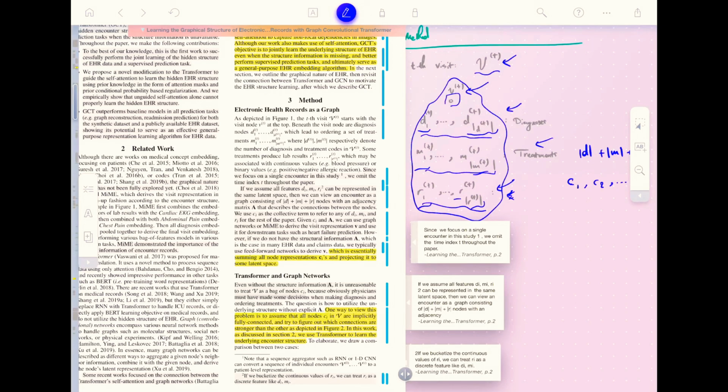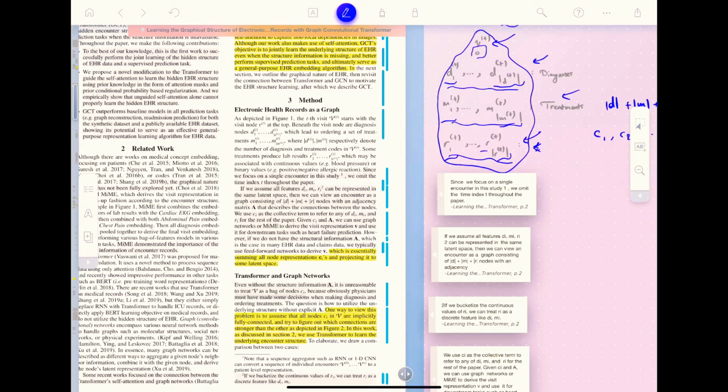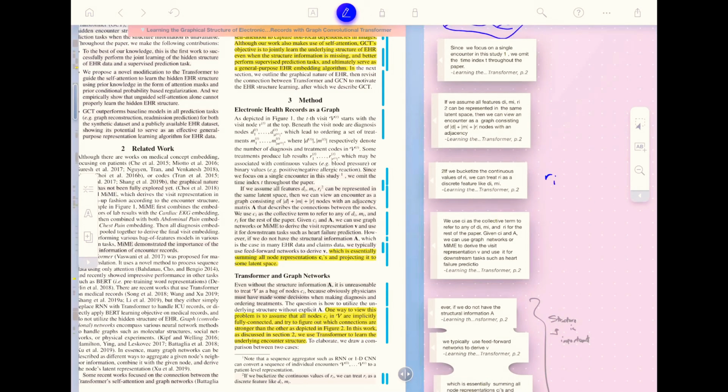Since they focus on a single encounter, we omit the time index, so they consider each visit separately. They have the features, and they bucketize the continuous values of r_i, which were the lab readings, so they have discrete values for those. And they use c_i as the collective term to refer to a diagnosis, treatment, lab reading, or a visit node.